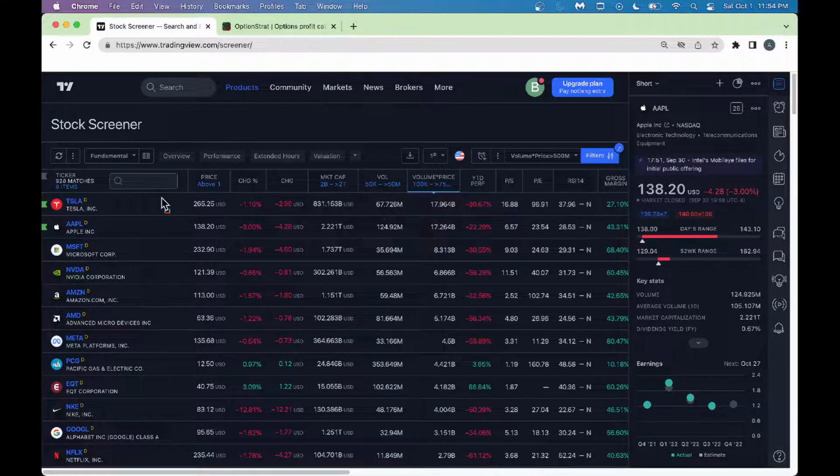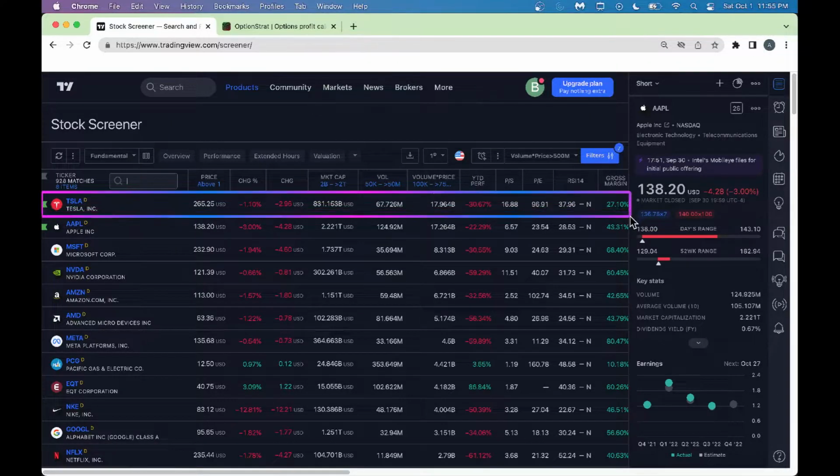Look, top of the list here, we got Tesla. Tesla is one of my favorite stocks to trade. From a Tesla perspective, on Friday, the way to find out liquidity is to look at price times volume or volume times price. That's how much money traded last Friday. We got $17.96 billion traded in Tesla. That accounts for the highest dollar amount traded in the market.